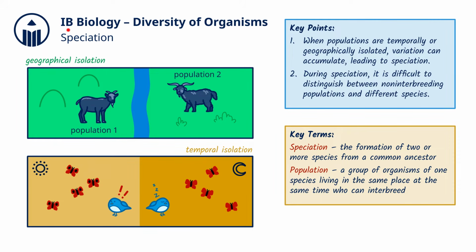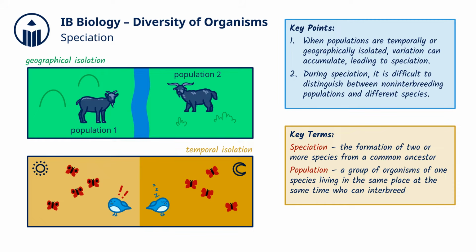Speciation is the formation of two or more species from a common ancestor. It is currently impossible to state the accurate number for the amount of different species on Earth, but it's certainly in the millions, if not billions. All of these species arose through speciation from the last universal common ancestor. But what does this process look like?